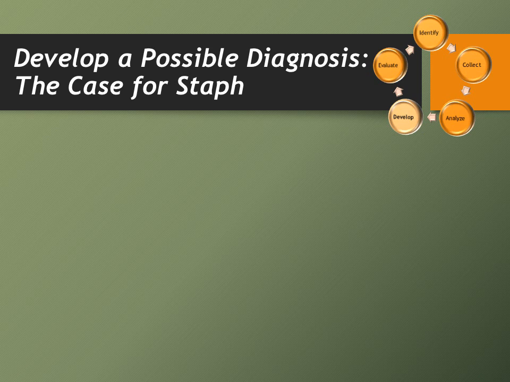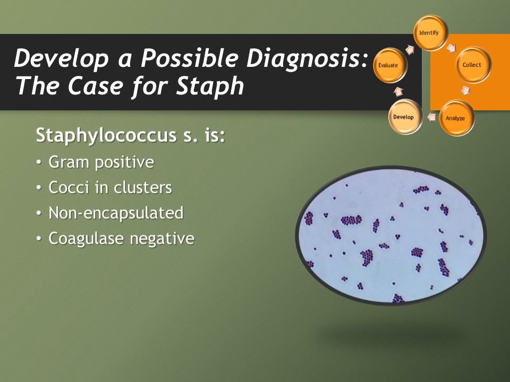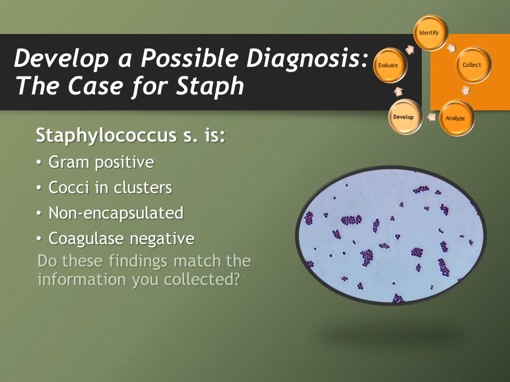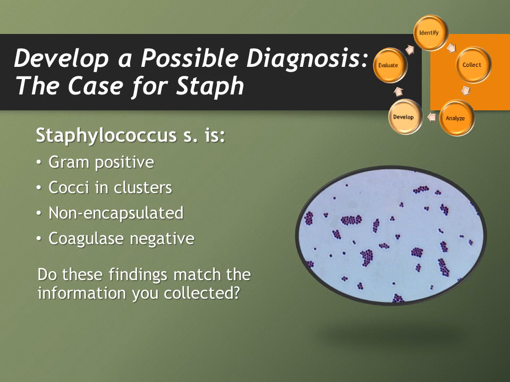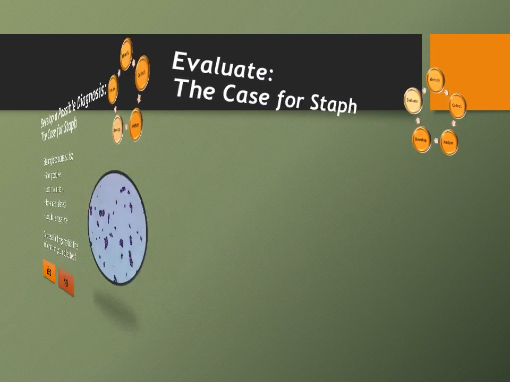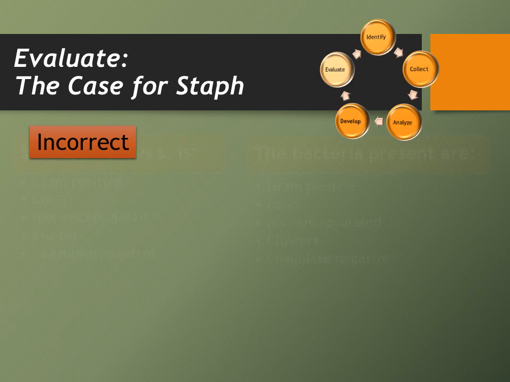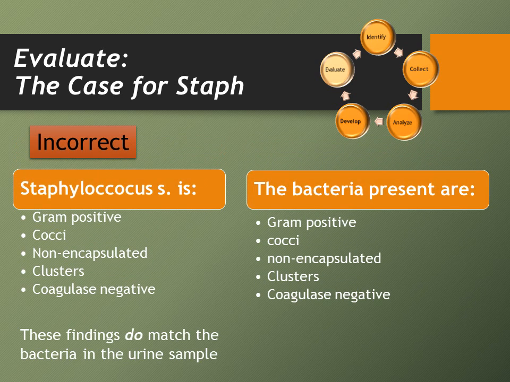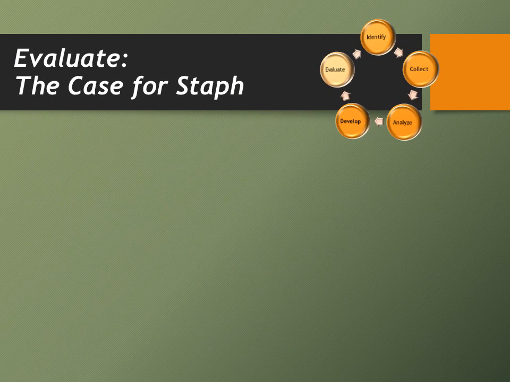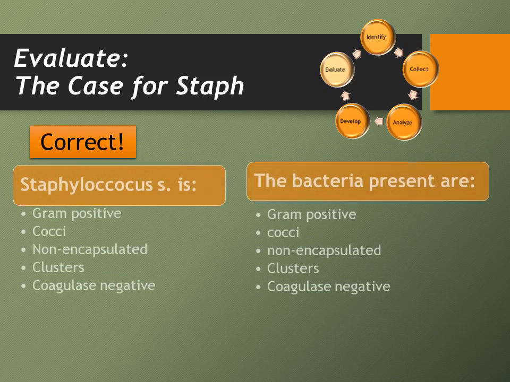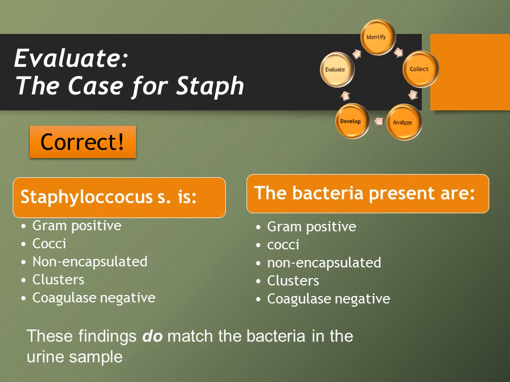Let's try another possible diagnosis. Could staph, the bacteria mentioned in the two online research sources, be the cause of the UTI? Incorrect. The characteristics of staph do match up with the bacteria from the urine sample. Correct. The characteristics of staph do match up with the bacteria from the urine sample.